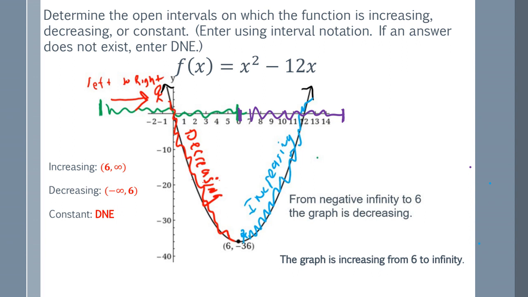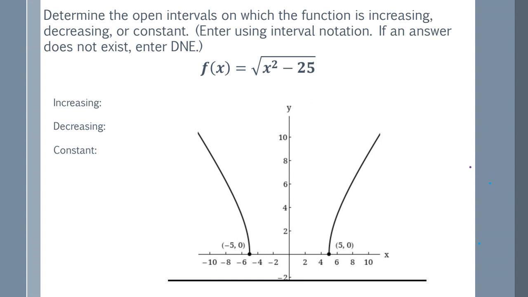Okay. All right. Let's see. Do we have more? I think I'm going too fast. All right, let's look at this one. Determine the open intervals in which the function is increasing, decreasing, or constant. Enter using interval notation. If the answer does not exist, enter DNE. DNE again means that it does not exist.